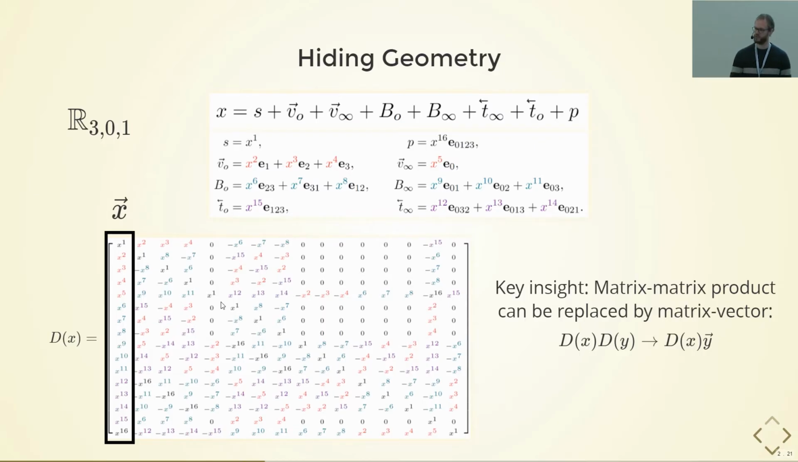So what you can do is, instead of saying I have a multivector X and a multivector Y and I want to multiply those, I instead say I take a multivector X and I take a vector that represents Y. And so then I can replace my matrix product with a matrix-vector product. And that's computationally much more efficient.